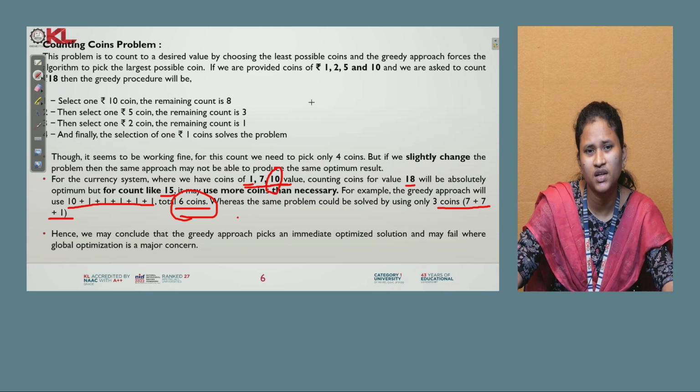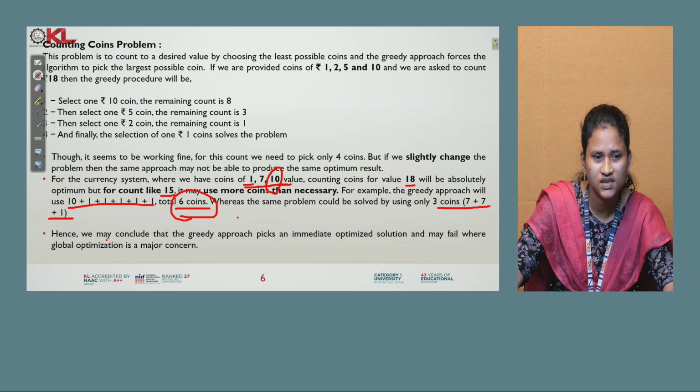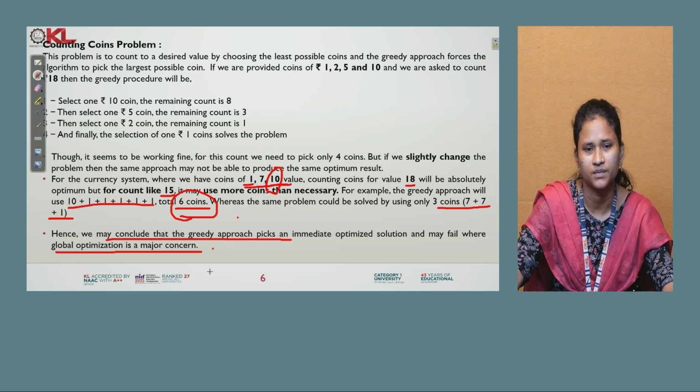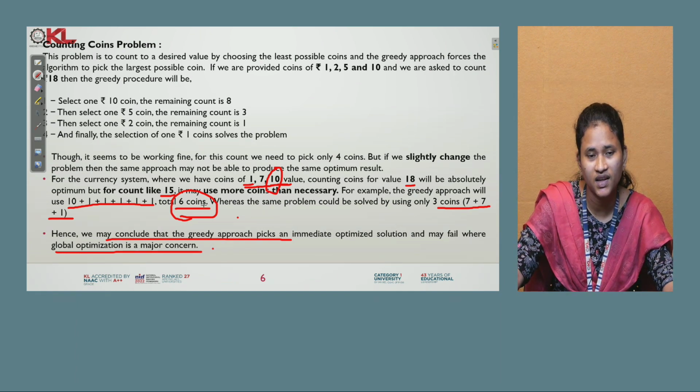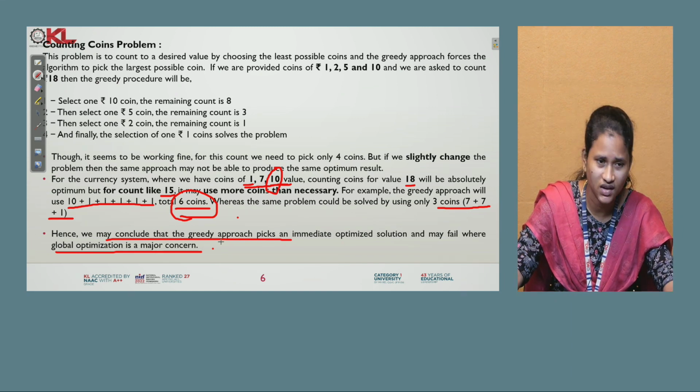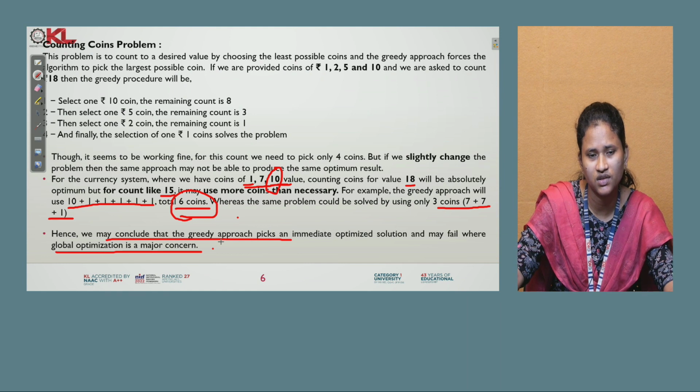So the greedy method works for the present-time and local situations, not globally. That is the statement here. We may conclude that the greedy approach picks an immediate optimization solution, and it may fail where global optimization is a major concern. So regarding the greedy method, when we choose the greedy solution, we cannot announce that it is the best solution globally.